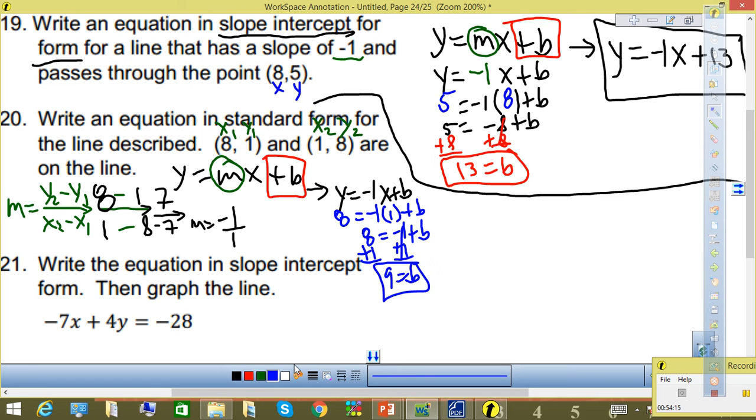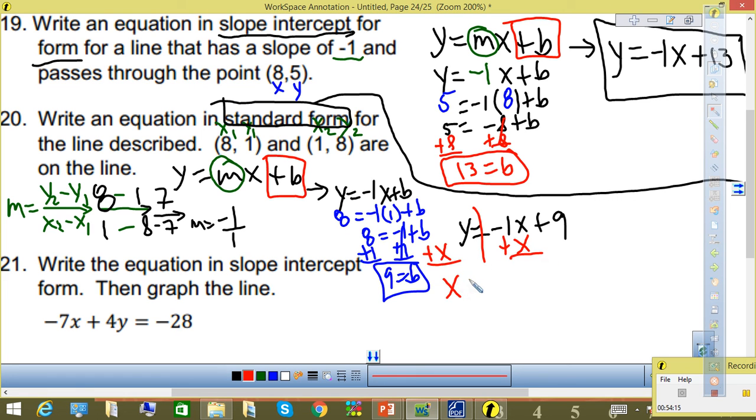Let's write our equation. Y equals what? Negative 1x plus 9. But look, this is the last step. What do we need to do to make it in standard form? Get the x to the other side with the y. So how do I do that? Plus x, plus x. This is x plus y equals 9.